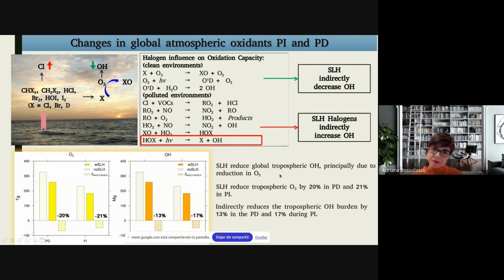So our results show that SLH reduced the tropospheric ozone burden by 20% in present day and 21% in the pre-industrial period. And this indirectly reduces the tropospheric OH burden by 30% in present day and by 70% in pre-industrial.